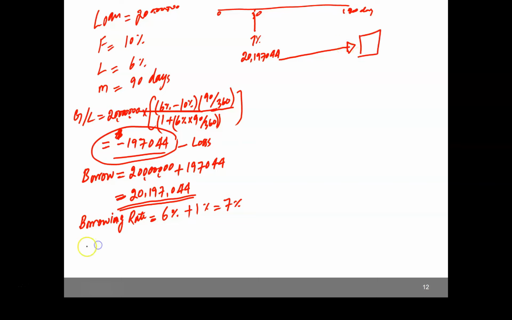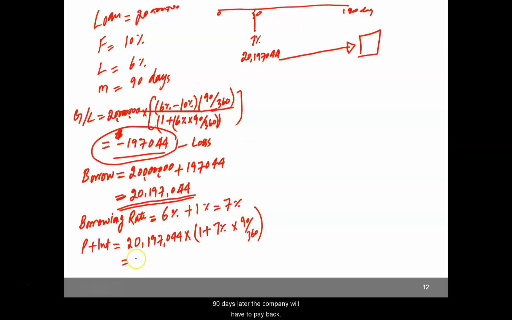So how much does it need to pay back here? That will be principal plus interest, calculated as the amount borrowed on day 30, which is 20.197044 million, multiplied by 1 plus 7% times 90 divided by 360. That is the time period for which it is borrowed. So 90 days later, the company will have to pay back 20.5504492 million.